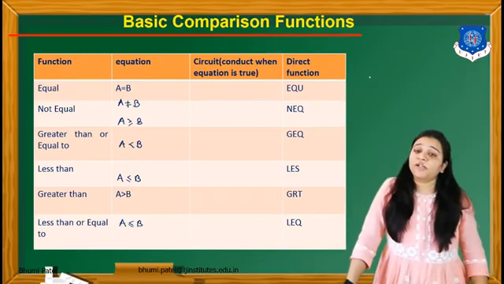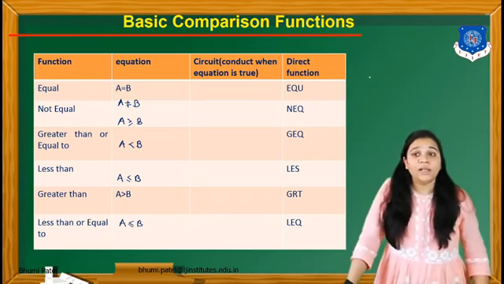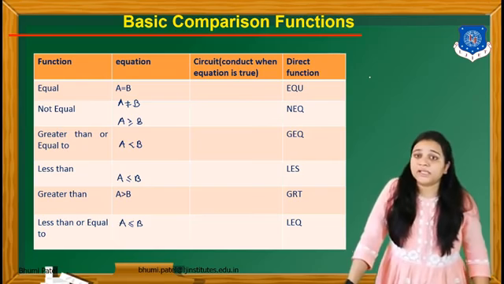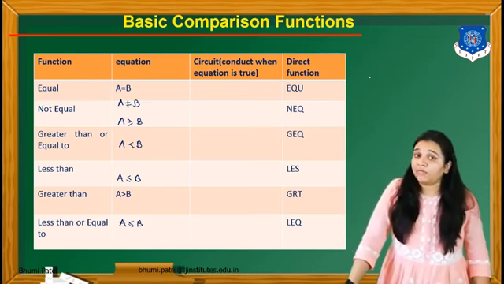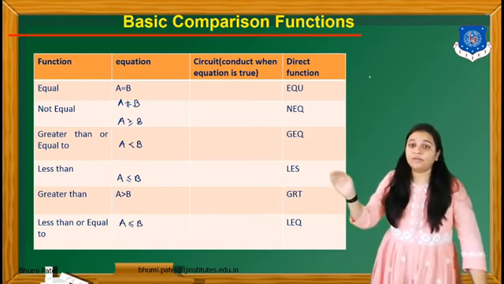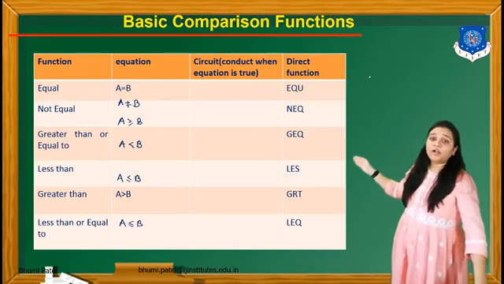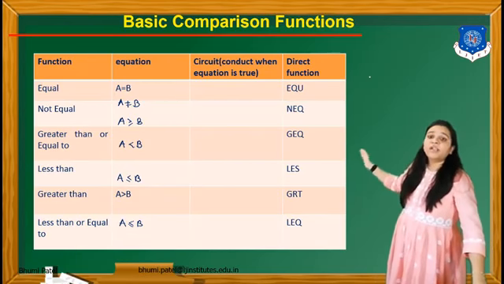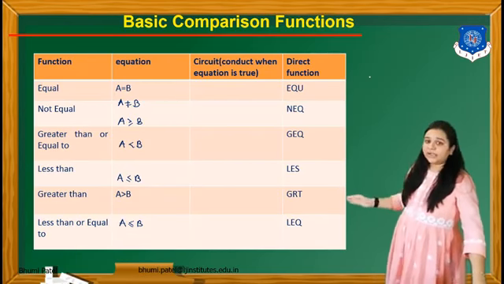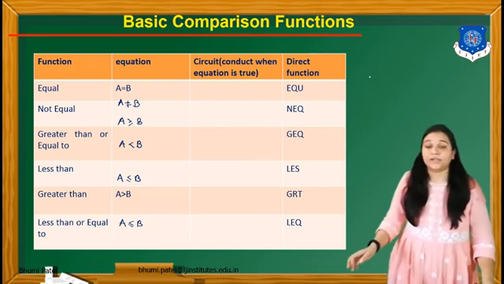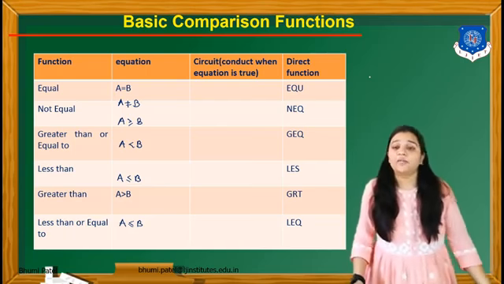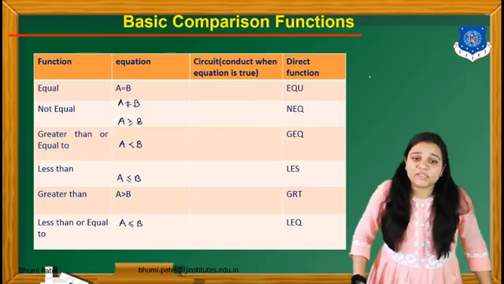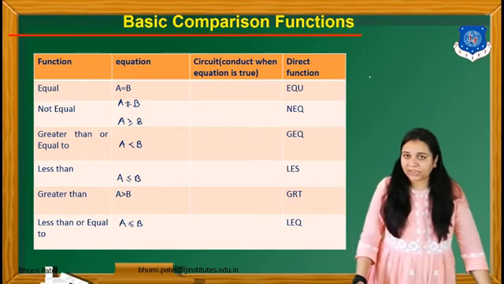Now the equations for these: equal means A equal to B; not equal to means A not equal to B; greater than or equal to means A greater than or equal to B; less than means A less than B; greater than means A greater than B; and less than or equal to means A less than or equal to B. So these are the equations used in mathematics.